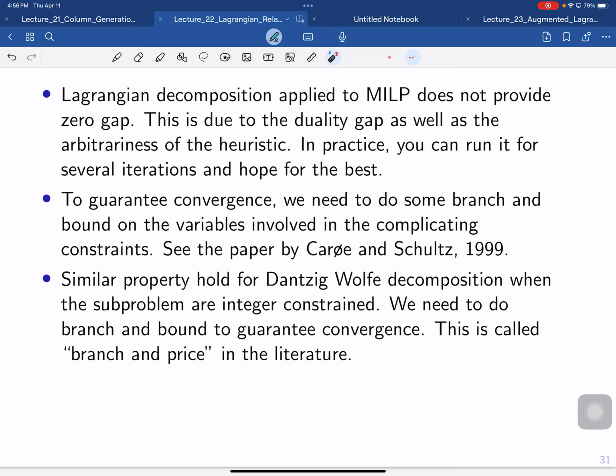This is called branch and price in the literature, right? So when you do column generation, the columns have to satisfy integer constraints, but in the master problem you are just doing a convex combination of the columns, right? And the convex combination of those columns may not be integer anymore, even if all the columns satisfy the integer constraints. So in that case, what we need to do is to branch on the integer variables in the Dantzig-Wolfe master problem. This can be shown. Maybe there are some connections with Carøe and Schultz. I don't know if someone has shown that or not.